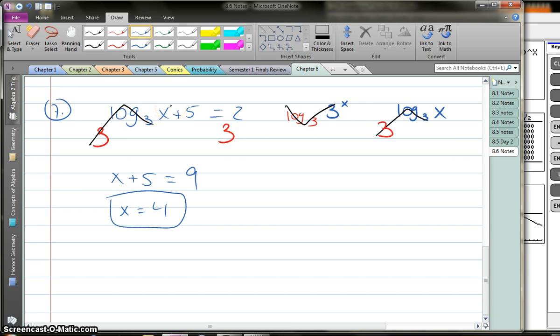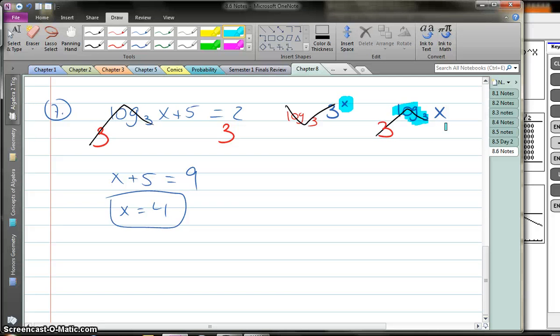So now we have 2 different types of solving problems. We know how to get rid of the base of 3 when we're looking for the exponent, and now we know how to eliminate the log when we're looking for the of piece, right? Log base 3 of x. That's what I mean by the of piece.